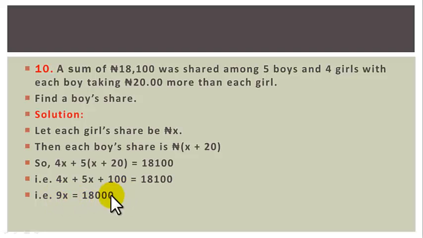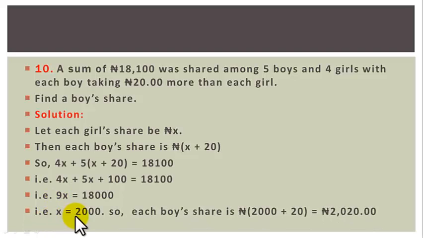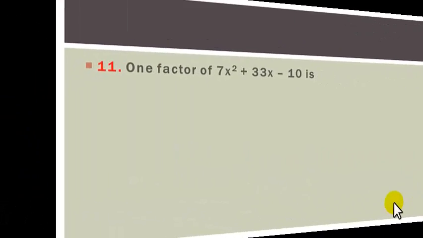Dividing both sides of this equation by 9, we obtain x equals 18,000 divided by 9, which will give us 2,000. So each boy's share is 2,000 plus 20, which is equal to 2,020 naira.